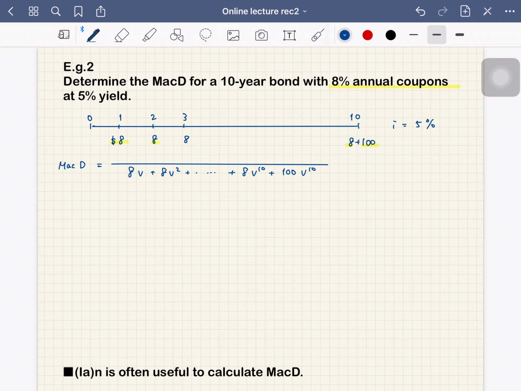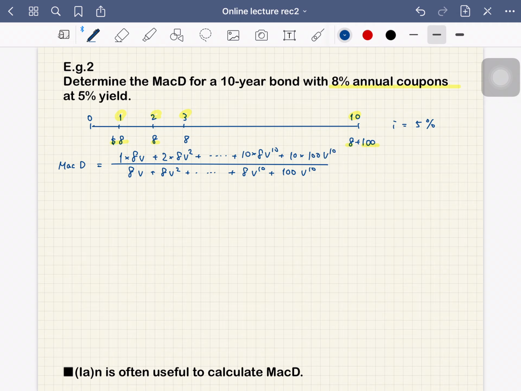How about the numerator? We want to take the average of this 1, 2, 3 up to 10. So 1 times the present value of this cash flow, that is 8v, and 2 times 8v squared, 3 times 8v cubed, up to 10 times 8 times v^10, and also we have the 10, so 10 times 100 times v^10. So this is the Macaulay duration.